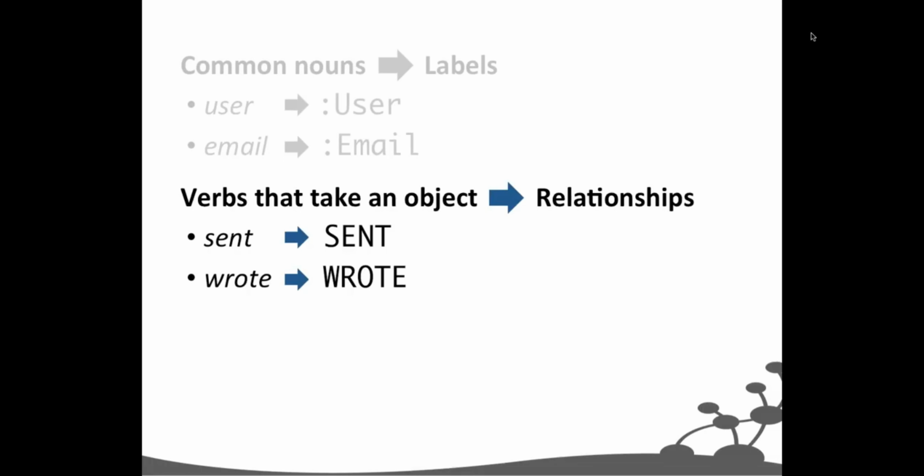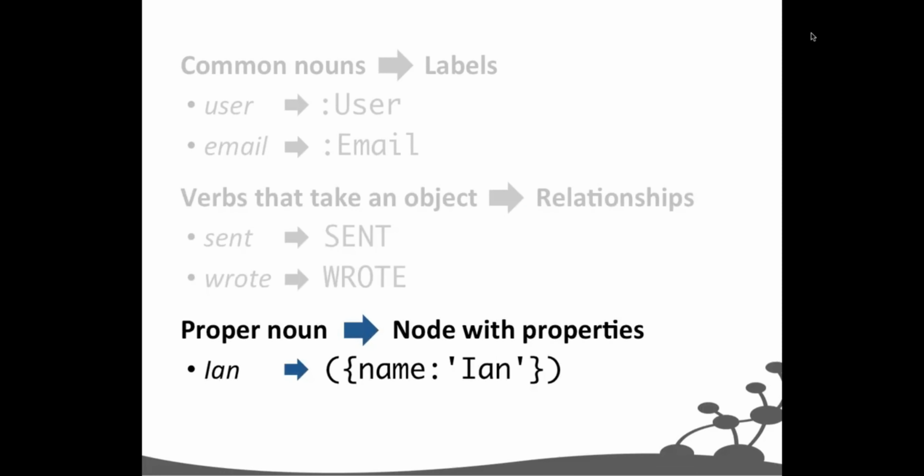Similarly, verbs that take an object tend to become candidate relationship names. So Ian sent an email, or Ian wrote a review. You can imagine we've got nodes representing Ian, and other nodes representing his emails and his reviews, and we can connect them together using SENT relationships and WROTE relationships.